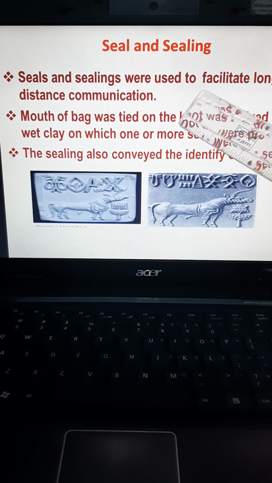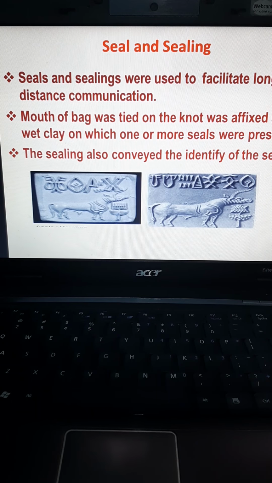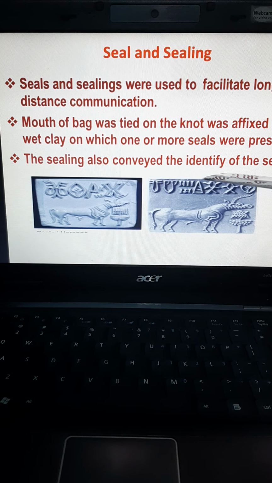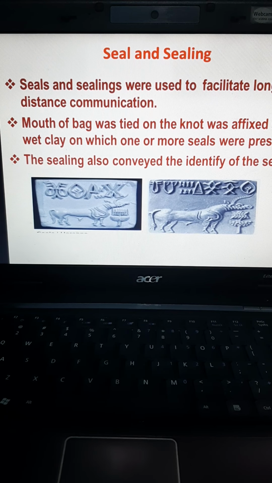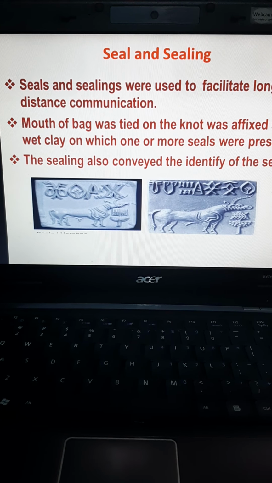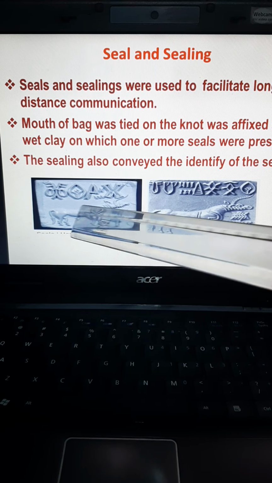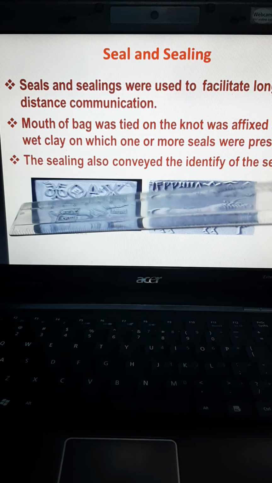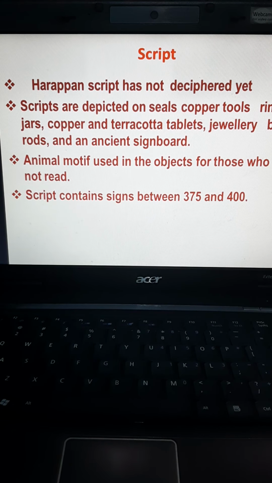Clear? And this sealing also kept whatever I am sending intact. That means sealing also conveys the identity of the sender. After stitching, I used to write the address, and the written script would be there to convey to the receiver. Apart from that, it used to keep the things intact. So this is the type of sealing that used to be there. When I press upon the wet clay, this particular picture will also come upon that wet clay.